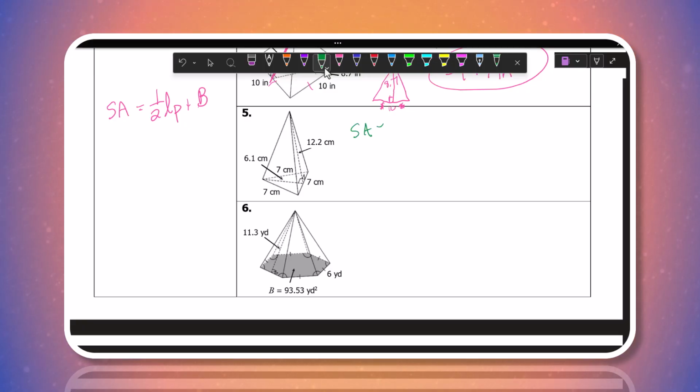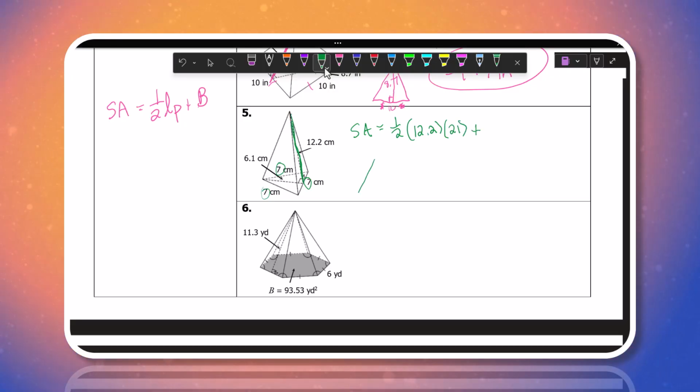The surface area is 1/2 the slant height, which is 12.2, this segment, times the perimeter of the base. We got a 7, 7, and 7. That adds up to 21.